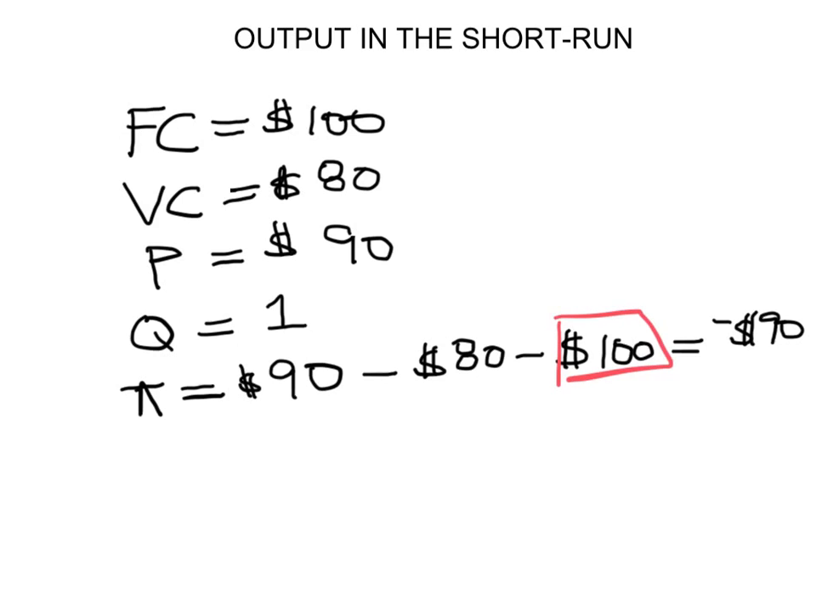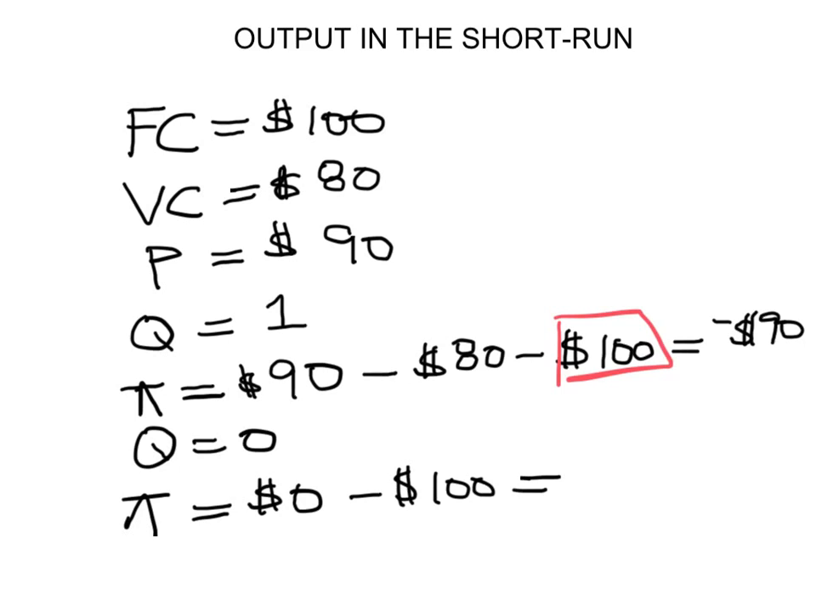In fact, if you produce zero, if your output is actually zero, then how much will your profits be? Well, in that case, you have no revenue because you cannot produce the 1 unit without at least having some variable costs. So this will be zero as your revenue. You will not have to pay the $80, but you still have to pay the $100 in fixed costs. So you will actually be in the hole for $100.